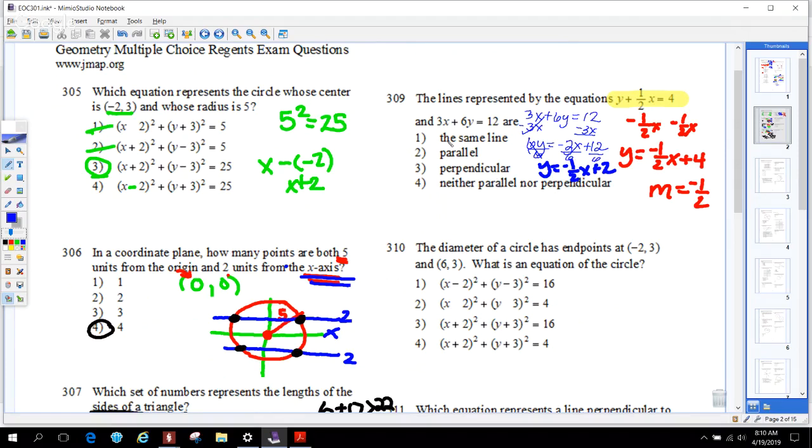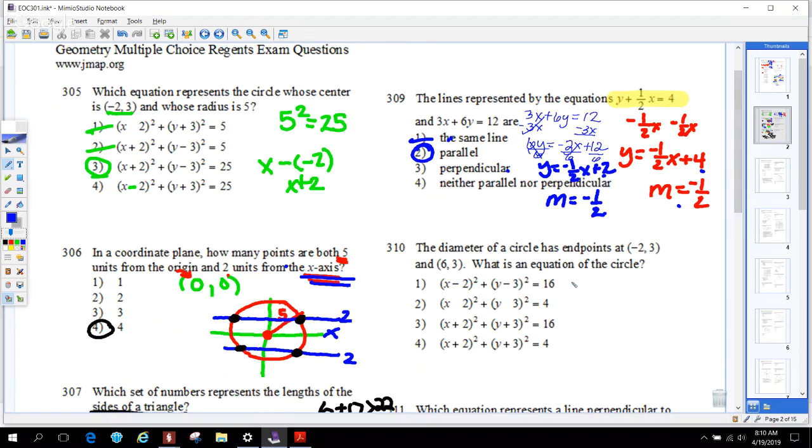So then, is it the same line? In order for it to be the same line, this would have to be negative 1/2 x plus 2, and this would have to be negative 1/2 x plus 2. It's not, so it's not 1. What's the slope of the blue? Negative 1/2. So if we compare, these are parallel lines. In order for it to be perpendicular, it would be the opposite reciprocal slope. And in order for it to be neither parallel nor perpendicular, then they wouldn't match at all.